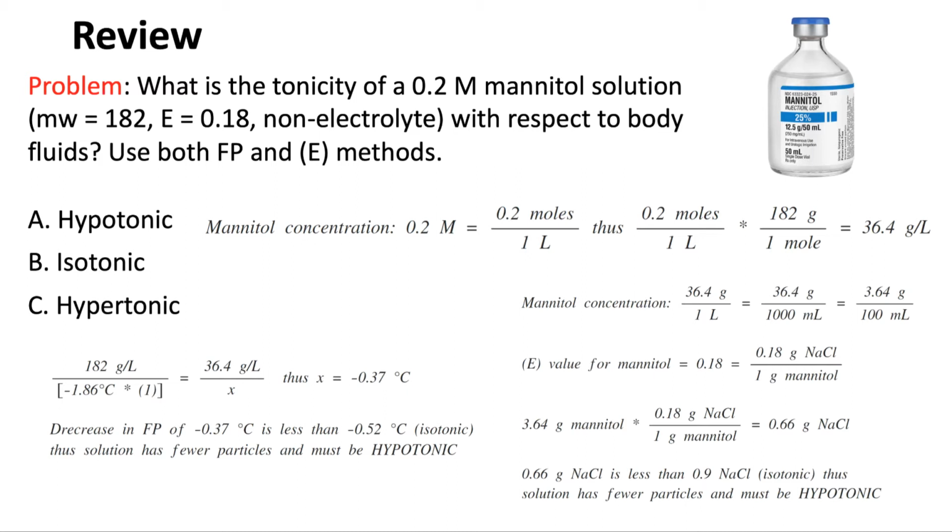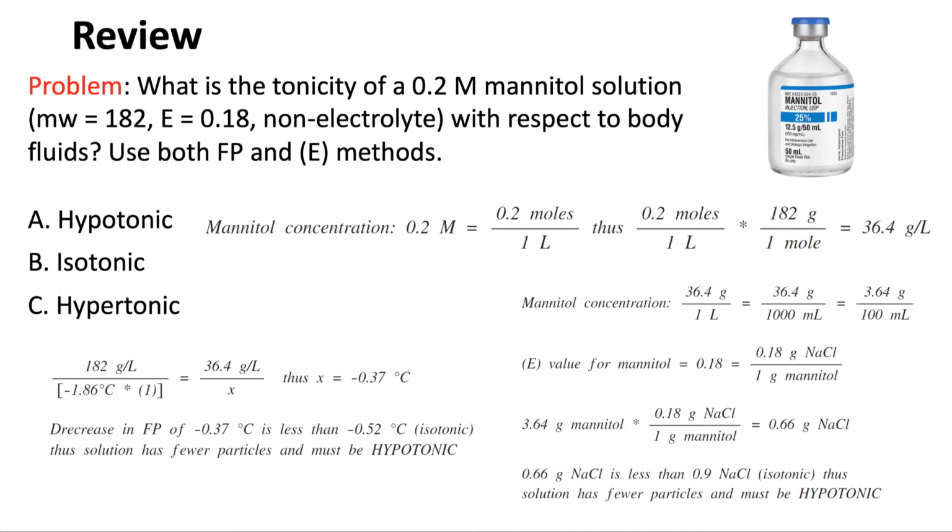What does that mean? Why did we express this in the amount of sodium chloride equivalent for mannitol that would be present in 100 milliliters? Because what we know for sodium chloride is that an isotonic solution is 0.9%. That means 0.9 grams per 100 milliliters. Therefore, if this solution were to be isotonic for mannitol, it would have an equivalent of 0.9 grams of sodium chloride. However, what we calculated was 0.66 grams of sodium chloride.